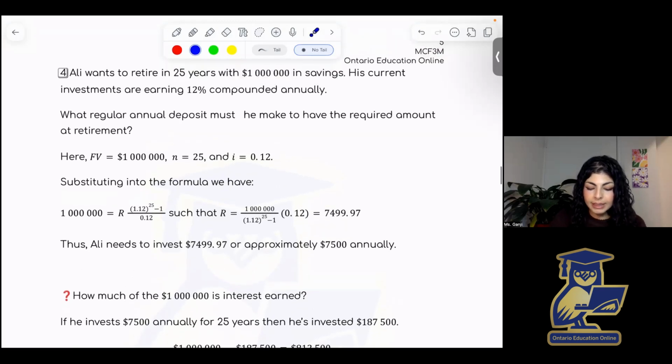So in this case, the future value that Ali wants is $1 million. And he wants to save over 25 years. So N here is 25 because it's annually. And so because again it's compounded annually, the interest rate is going to be the same as our per annum rate. So 12% is 0.12.